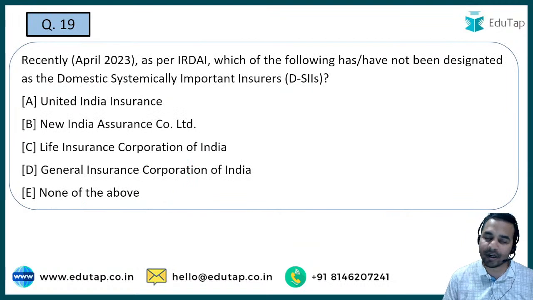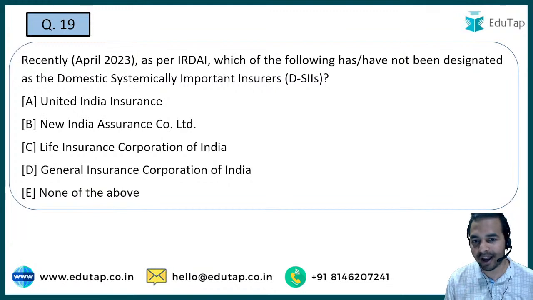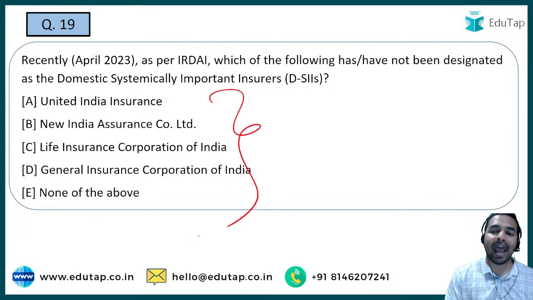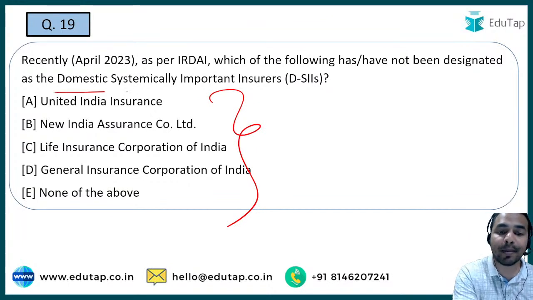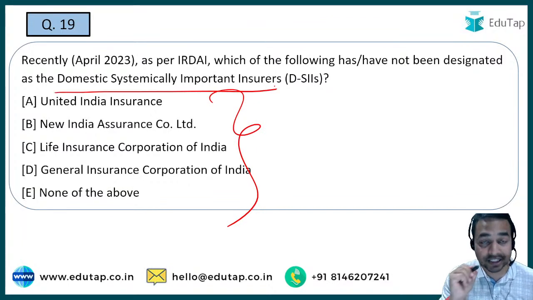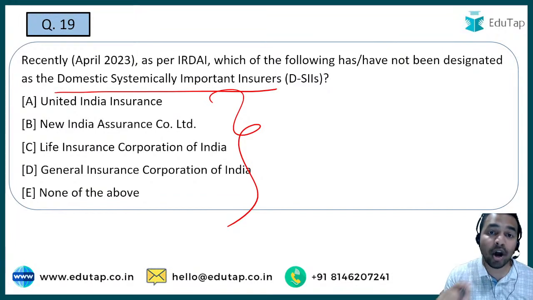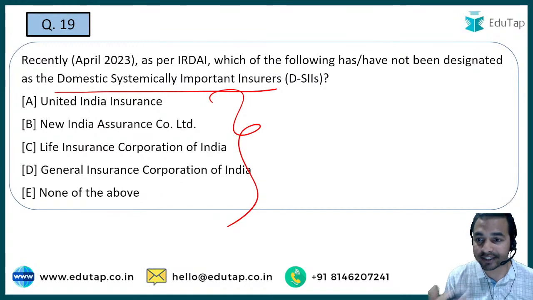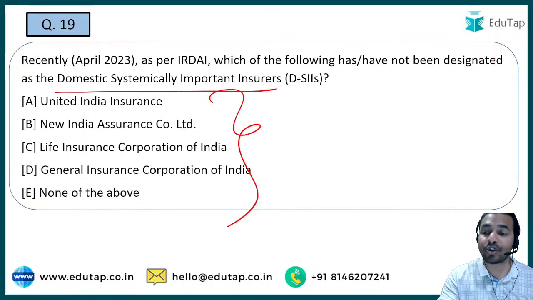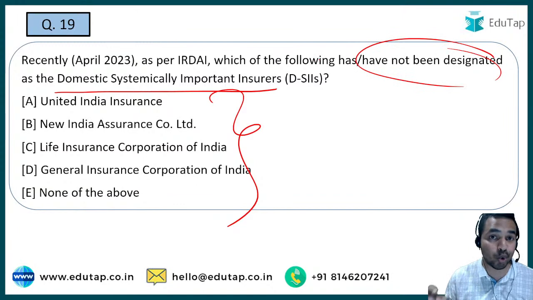Now the next question, another question from IRDAI. The question is basically: as per the recent announcement by IRDAI, which of the following has or have not been designated as a DSII, that is domestic systemically important insurer. See guys, यह क्वेश्चन काफी इंपॉर्टेंट है और इस क्वेश्चन को काफी अच्छे से आपको पढ़ना है. What is the demand of the question? It is asking you to identify the company which has not been designated. For that you must remember what are the companies which have been designated as DSII. So let me see who will tell me the right answer to this question.